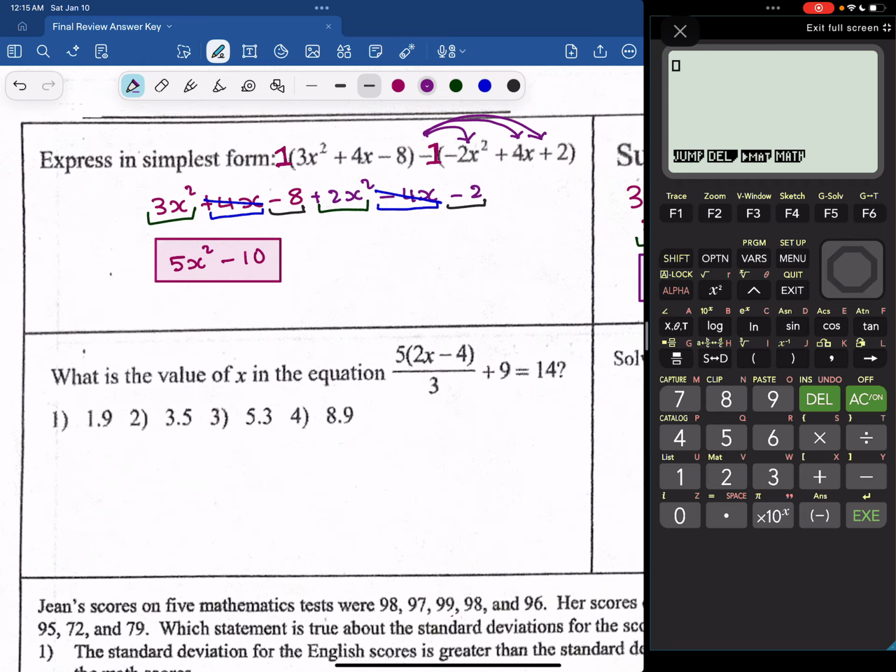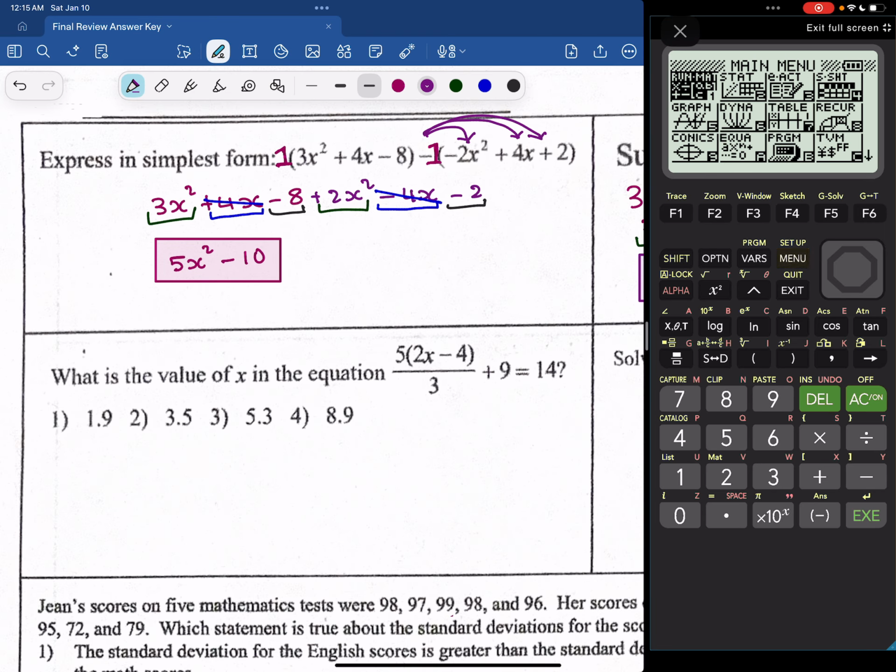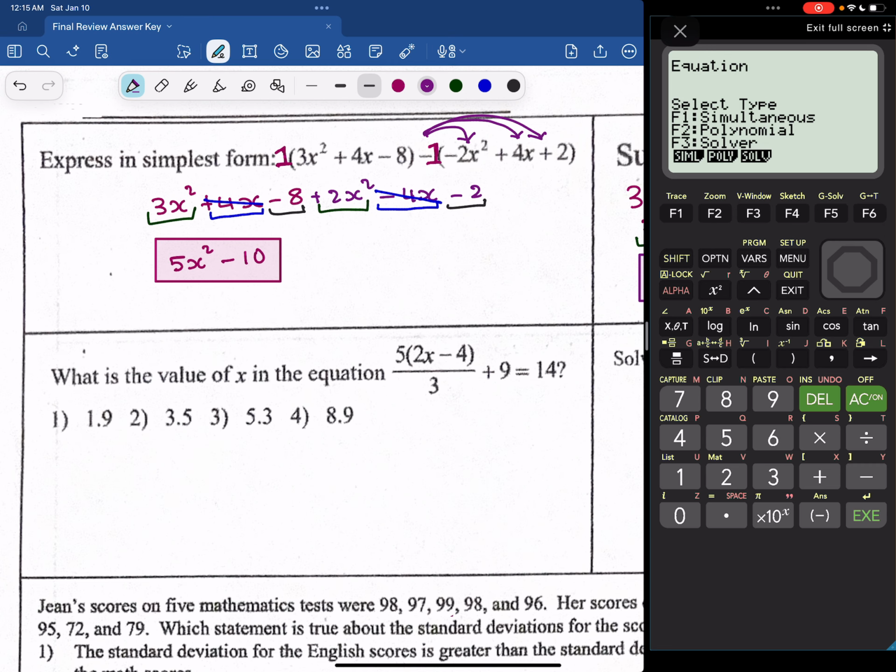And then the third way is just to solve it algebraically. So I'm going to show you how to use the solver on the calculator, and then I will show you how to do it algebraically. So if you have this multiple choice question, and we're using the calculator, you want to go to menu, and then you want to go to equal, and then we want to select F3 for solver.